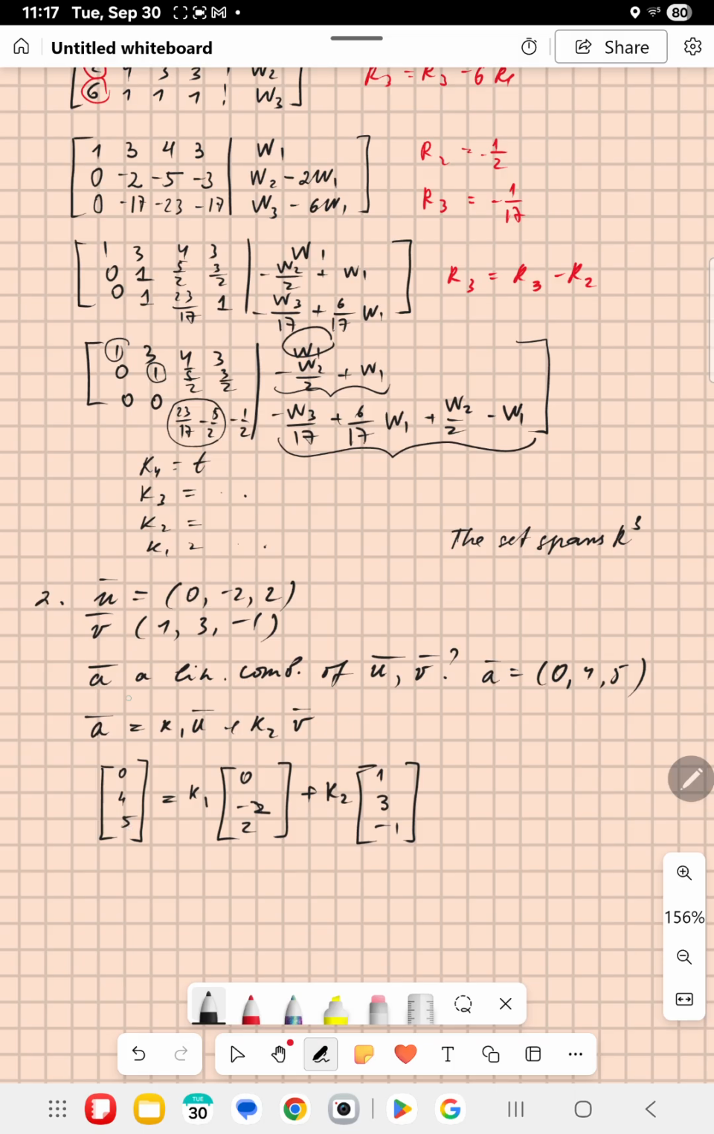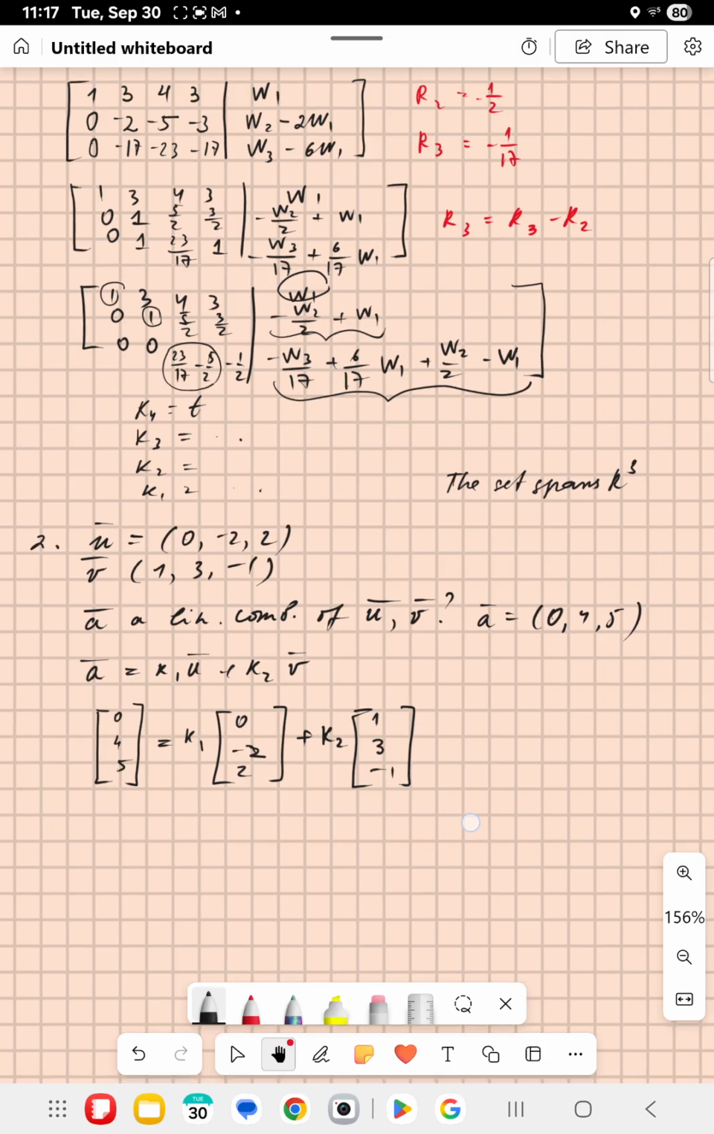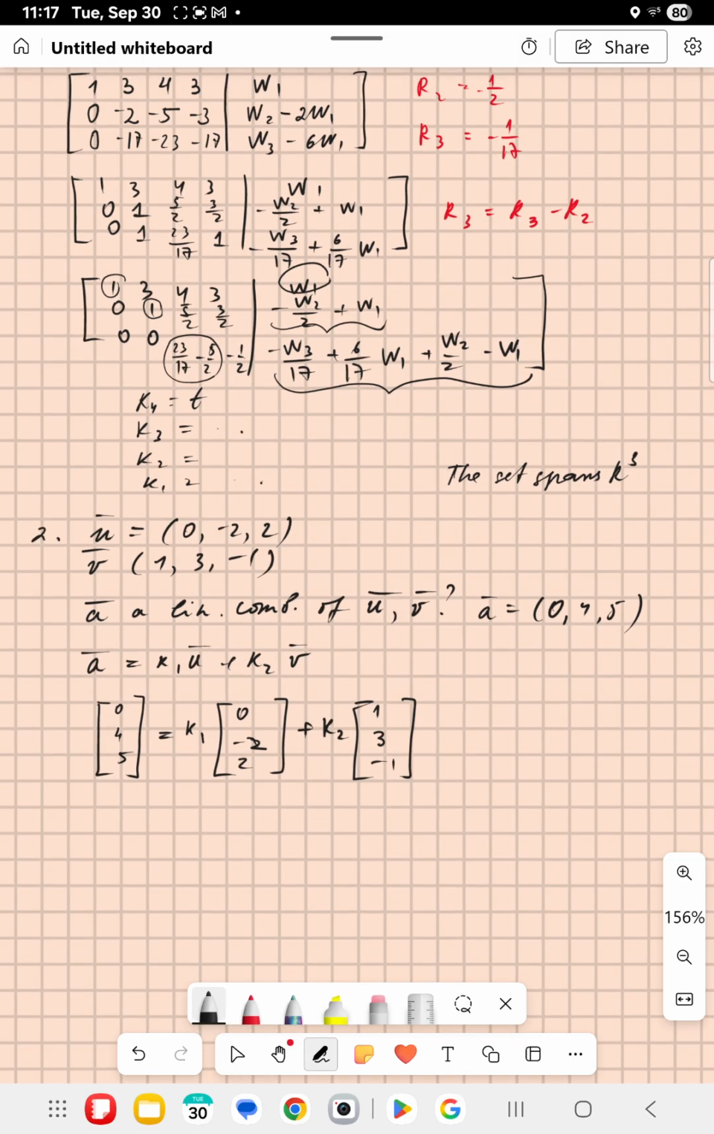If we can, then A is a linear combination. If we cannot, then A is not a linear combination. Well, let's see. If we write down the augmented matrix of this, we have 0, -2, 2, 1, 3, -1, and over here 0, 4, 5. That is my augmented matrix.